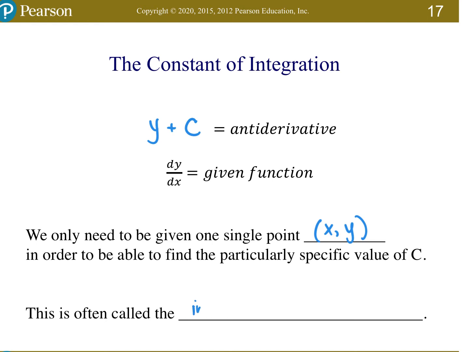This is often called the initial value, or sometimes they call it the initial condition. It's the starting point. Okay, it's what you start with initially, and that can be used to find the value of the plus c.